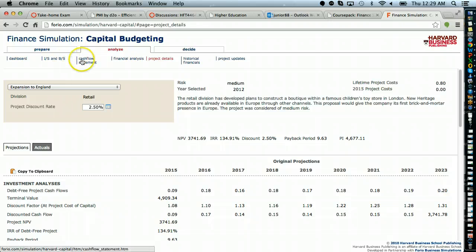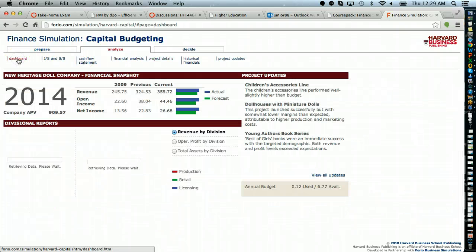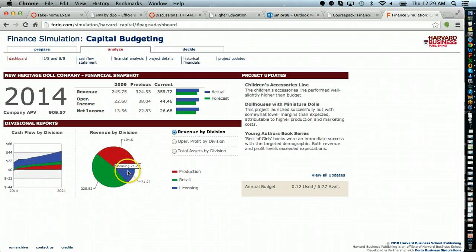It's always good to go back to the original file, which is the dashboard. And then you can just tell again, okay, this is what I'm looking at. This is what my revenue is coming from with respect to each division. Production includes 194.5, but my big money maker is the retail business, which means in respect to retail, I'm doing fantastic. So based off that, again, take into consideration what your revenue forecasting is, what you're going to actually receive for the following year. I was clearly up every single year. In 2014, I was 355.72, and the previous year I was 324.53.